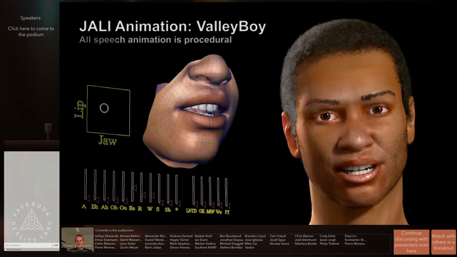And here are some results showing expressive variation in speech.